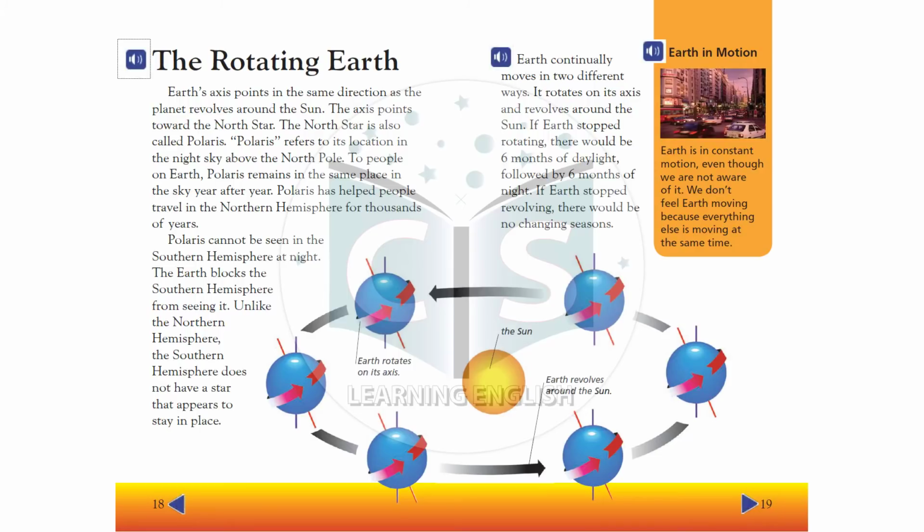Polaris cannot be seen in the Southern Hemisphere at night. The Earth blocks the Southern Hemisphere from seeing it. Unlike the Northern Hemisphere, the Southern Hemisphere does not have a star that appears to stay in place.